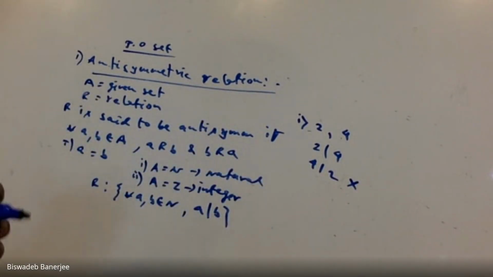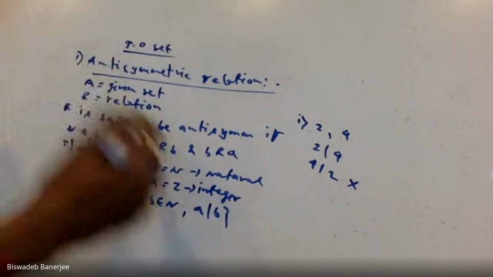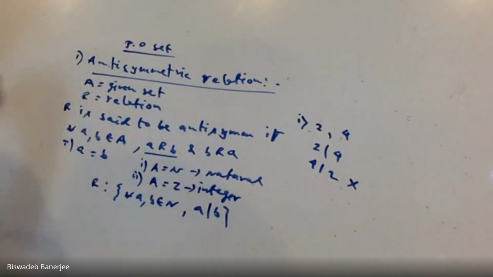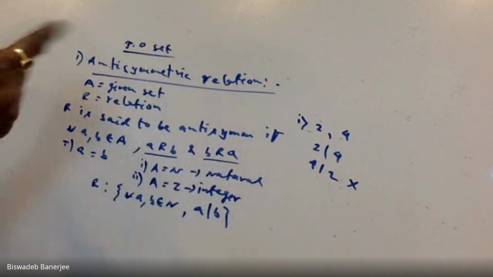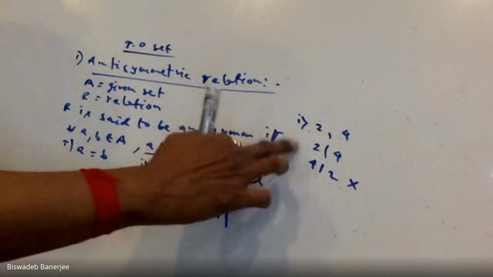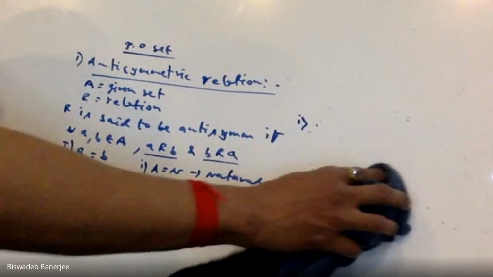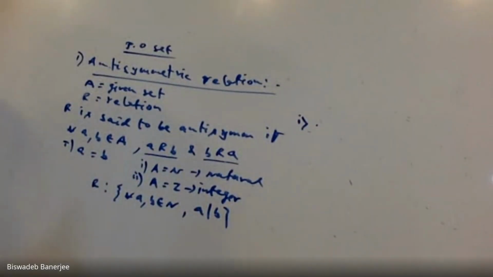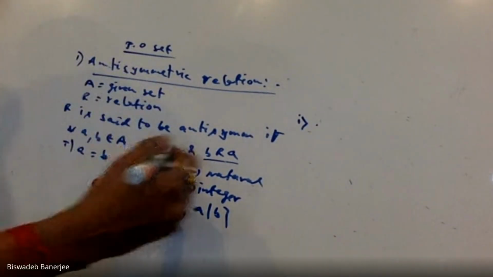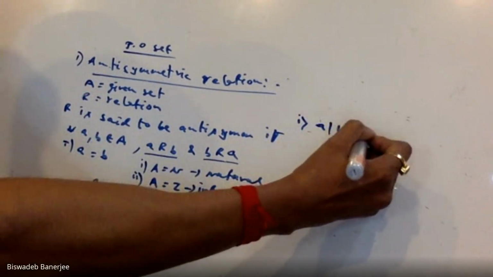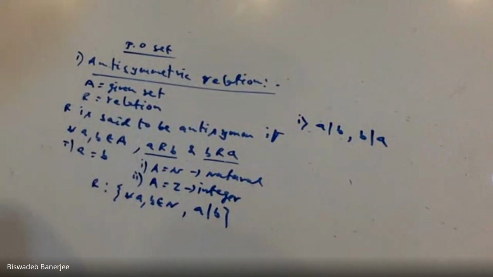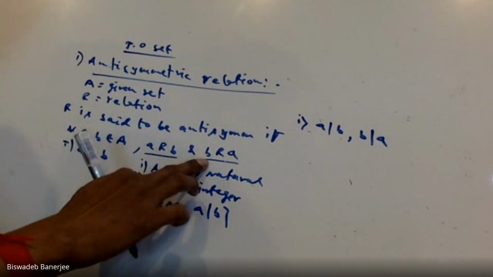That means you can't take the elements like this, because in an antisymmetric relation we know that if A is related with B, B must be in a relation with A. So 2 divides 4, but 4 does not divide 2. That means you can't take the elements 2 and 4 like this. Otherwise, this condition is not satisfied. So you can clearly see that if A divides B, then B must divide A. Otherwise, this condition does not hold.